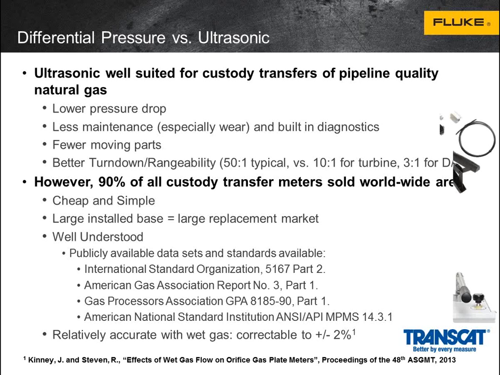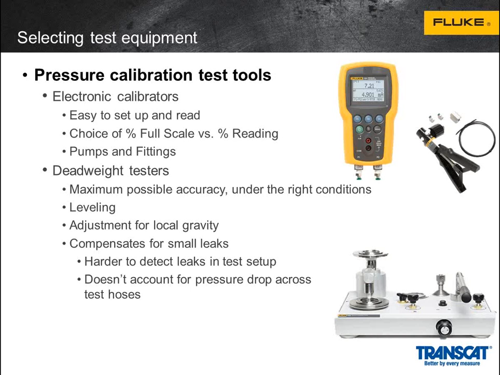So let's talk now about selecting test equipment. Let's talk about the types of pressure calibration test tools that are out there and some of the advantages and disadvantages of each. By far the most common are electronic calibrators. The big advantage for them is they're very easy to set up and read. They don't require a lot of specialized knowledge to use. There are a bunch of manufacturers in this space, and several of them give you a choice of % full scale or % reading plus floor. We'll go into that in some detail.